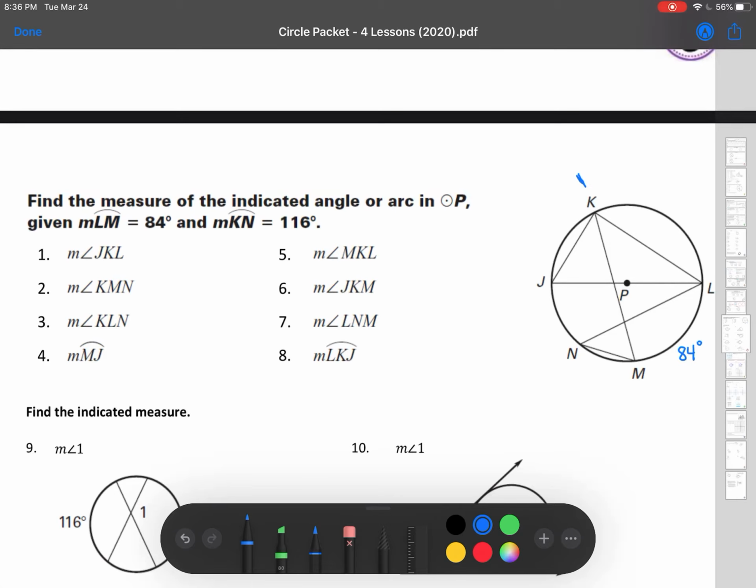So from K to N, it's kind of hard to label because it skips right past J. This whole thing is 116. And that doesn't mean that it's split evenly between those two arcs, so we can't assume anything there.